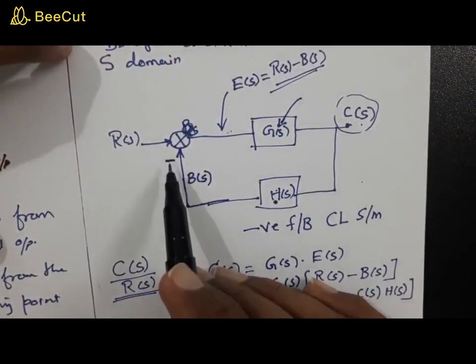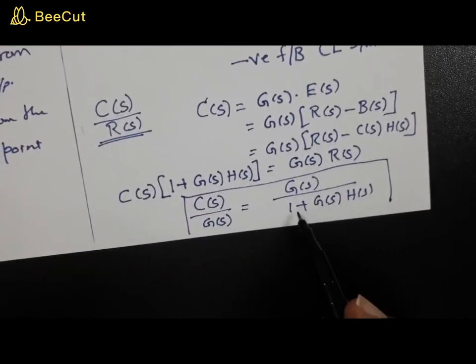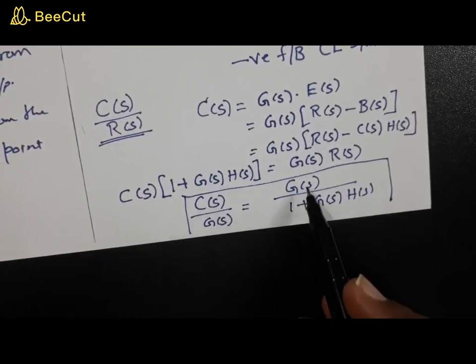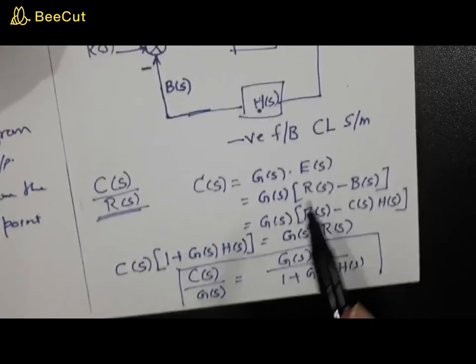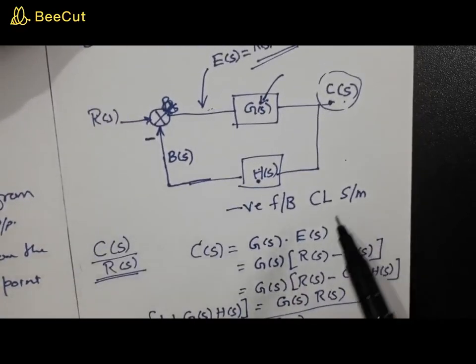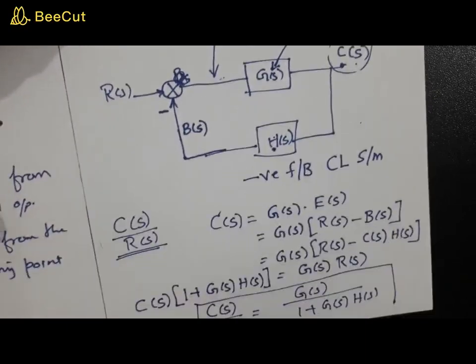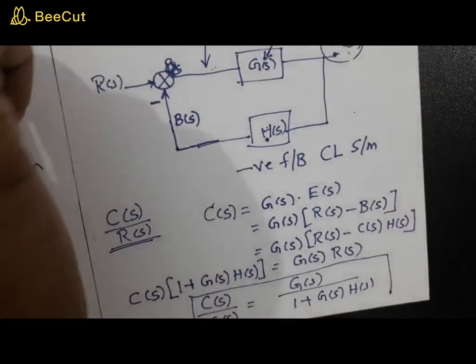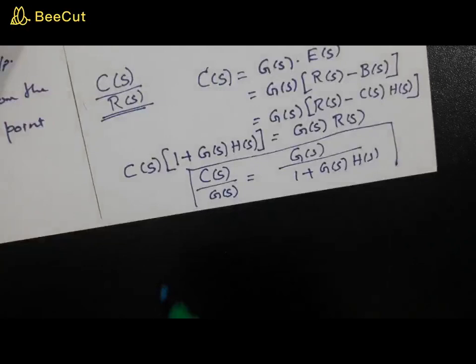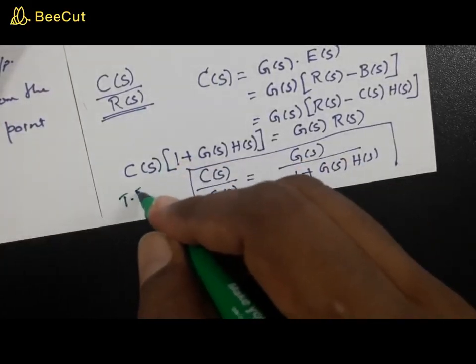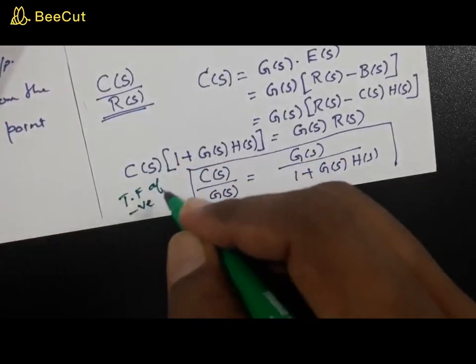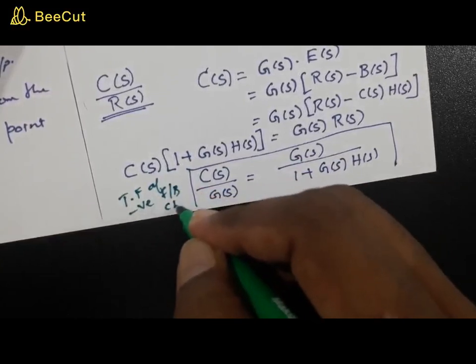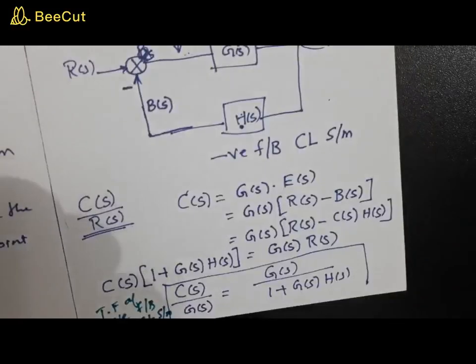Now what happens if it is positive? If it becomes positive, the only change is that the sign becomes negative. So the transfer function will be G of s divided by 1 minus G of s H of s. You can do that by yourself to find out the transfer function of a positive feedback control system. Be sure that this is the transfer function of a negative feedback closed loop system.